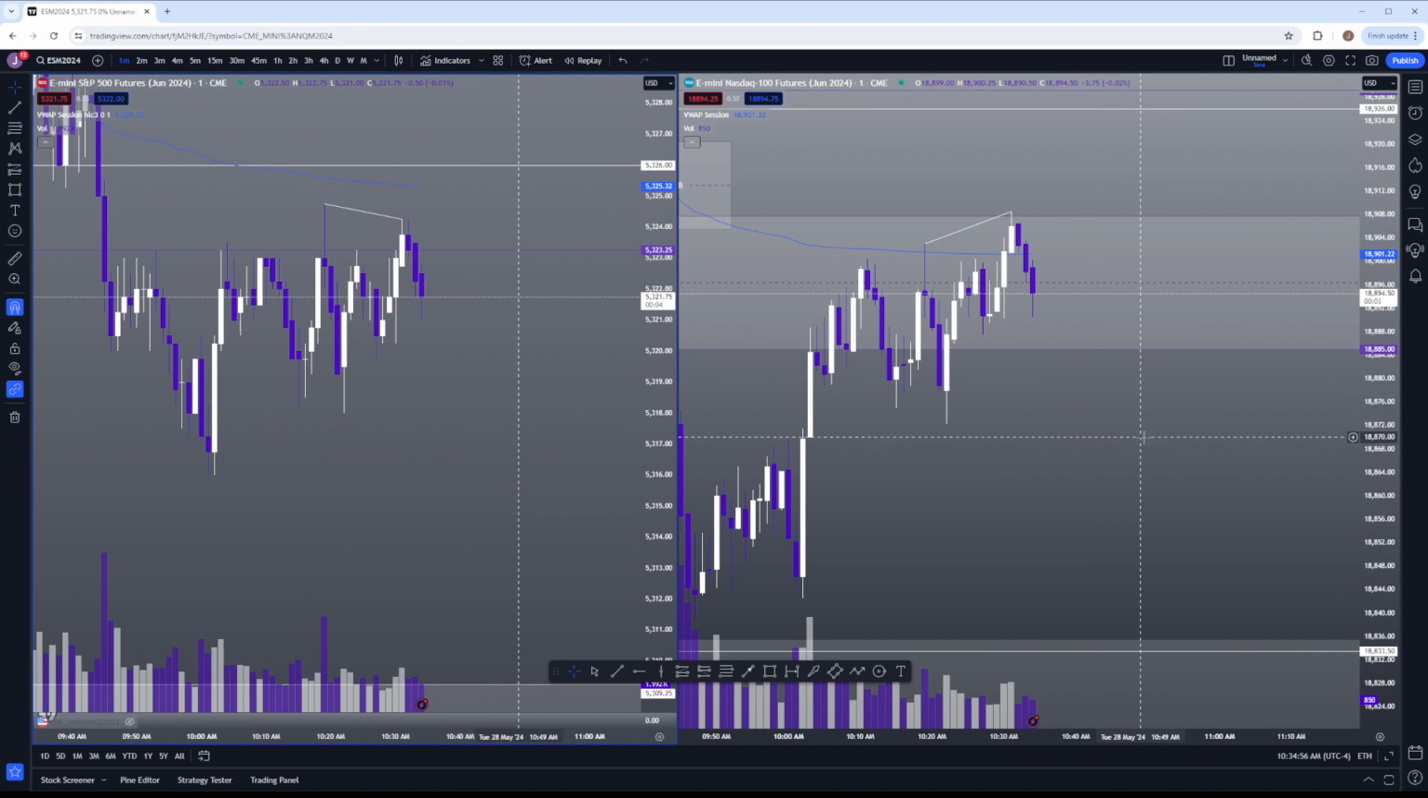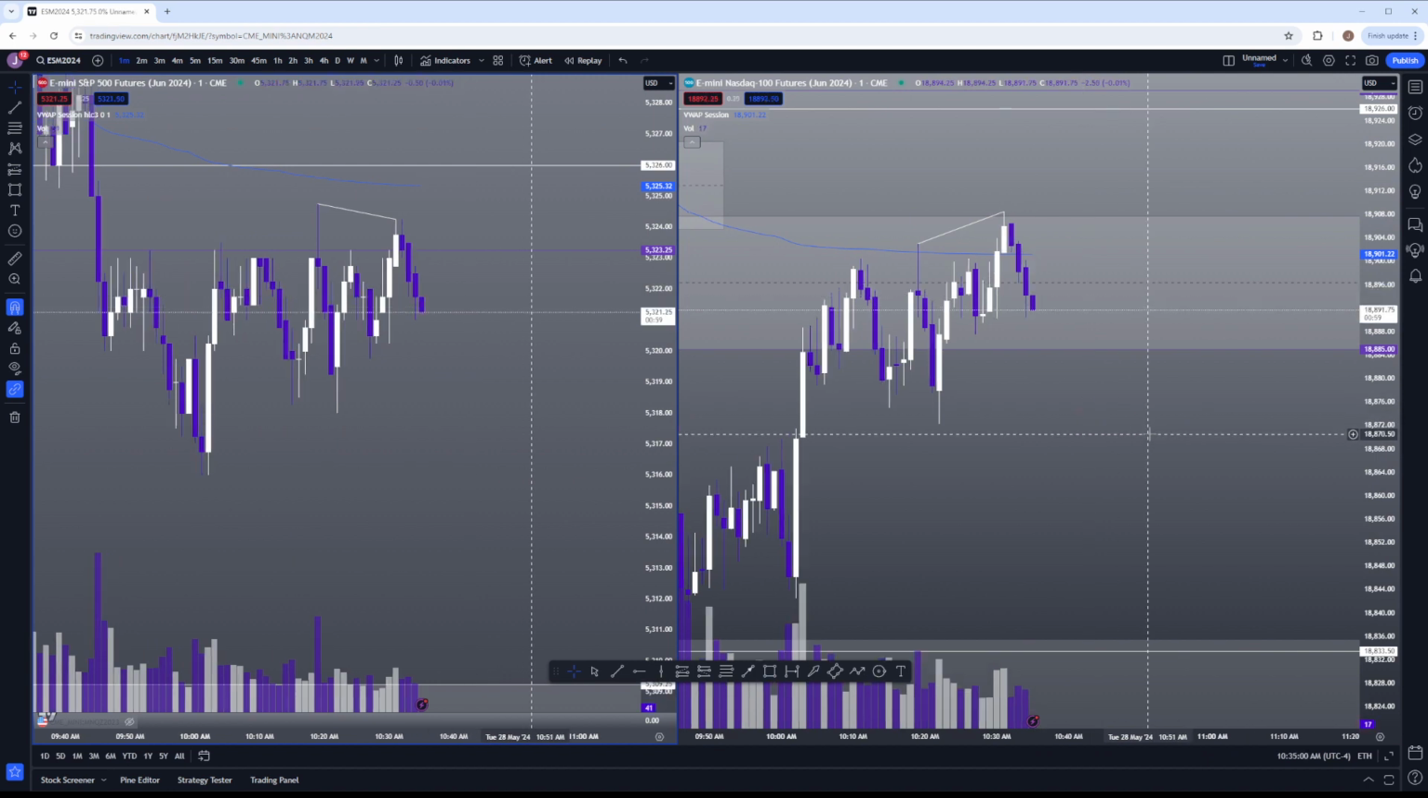But we're still not getting good price action right now. We're still moving so slow. It's decent volume, not great volume right now.